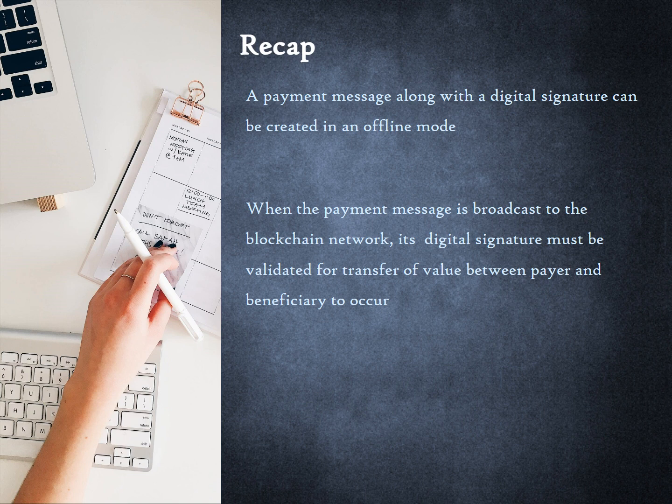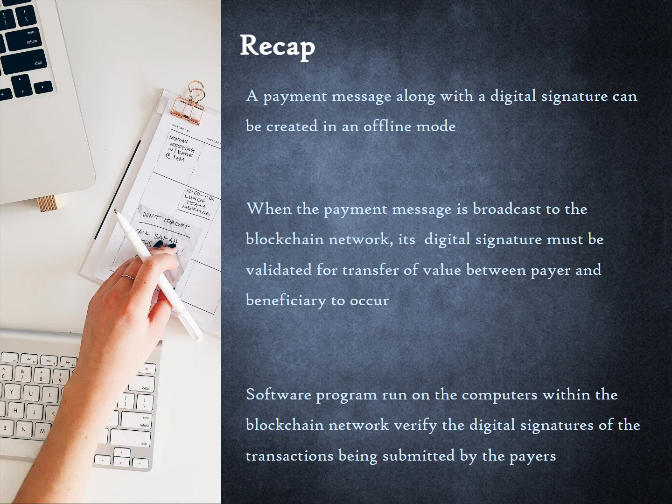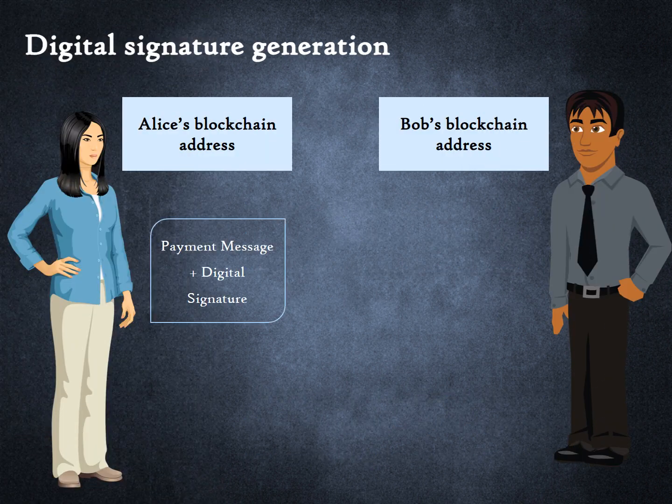Software running on the computers within the blockchain network verify the digital signatures of the transactions being submitted by the payers. The work done by the operators of these computers is analogous to, though not identical to, the work done by bank employees in verifying wet signatures on a check. Alice wishes to make a payment to Bob. She creates a payment message that has a digital signature attached to it.